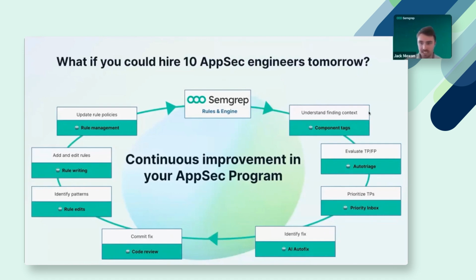You're going to have more context, better evaluation of true and false positives. You're going to identify fixes and drive up that fix rate. And then most importantly, you're going to be able to update and add custom rules that are going to make your AppSec program better and better over time. And that is, I think, the core value of what Semgrep Assistant is helping users like Vanta and Thinkific do today.